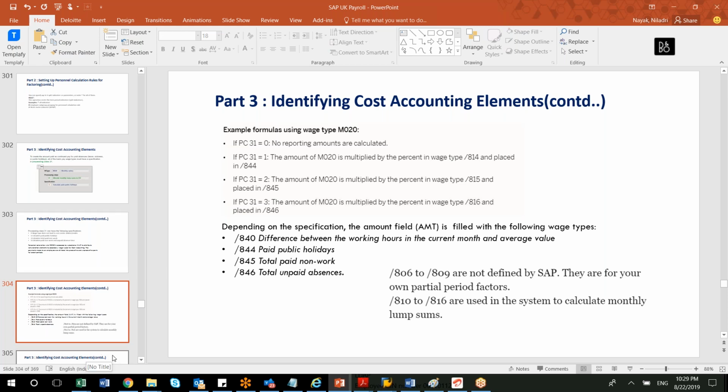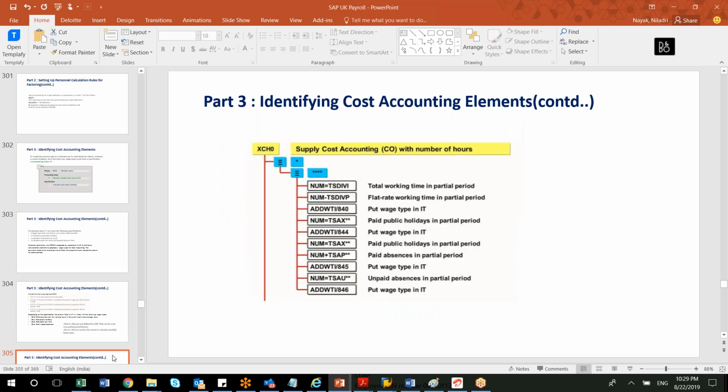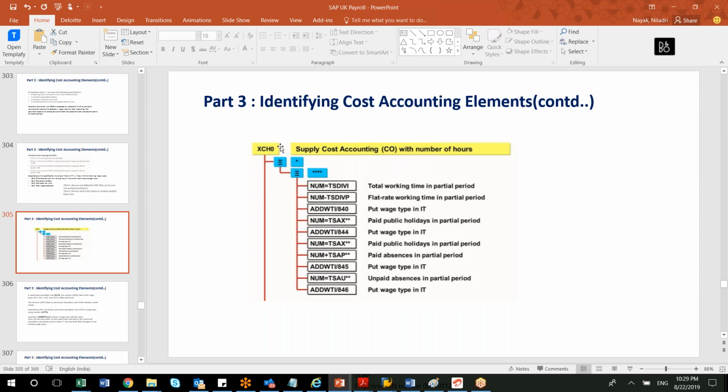Other than that, how the schema cost accounting is happening inside the schema is explained in this particular schema. If I say XCH equal to 0, this is the standard one, and I have not done any changes. There are some specific tables, like T-S-D-B, TSDBP, which you should not be worried about. Whatever the tables are, I'll be giving the entire list to you.